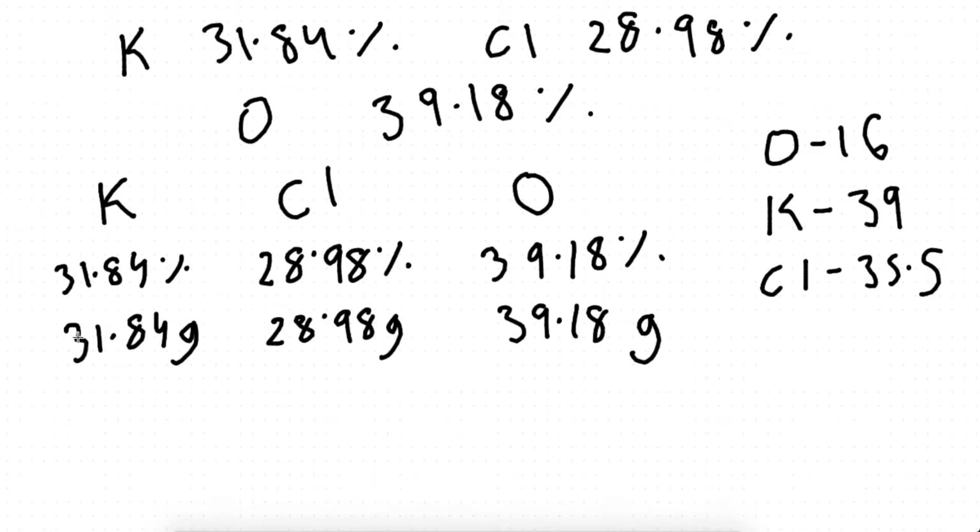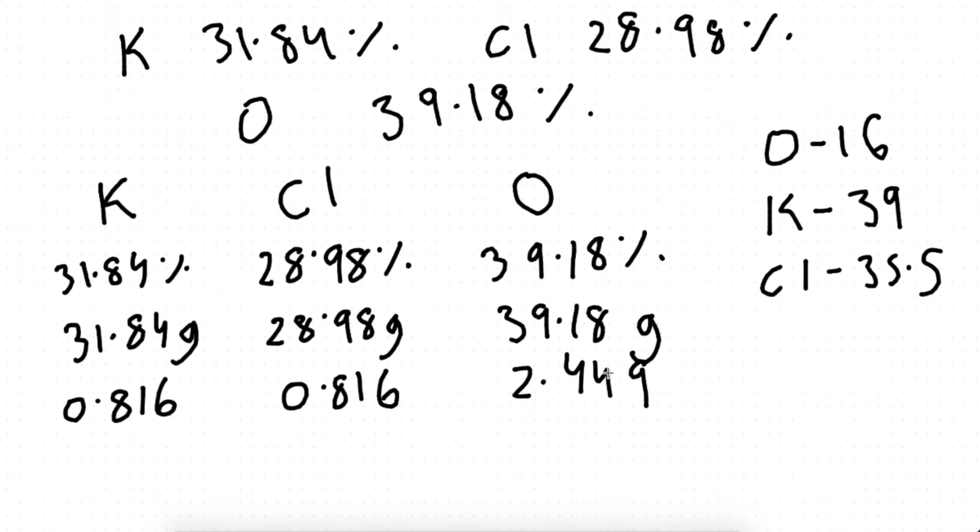Number of moles is mass over molar mass, so 31.84 divided by the molar mass of potassium, which is 39, you get 0.816. How do we get the number of moles for chlorine? 28.98 over 35.5, you get 0.816. How do we get the number of moles for oxygen? 39.18 divided by 16, which is equal to 2.449.